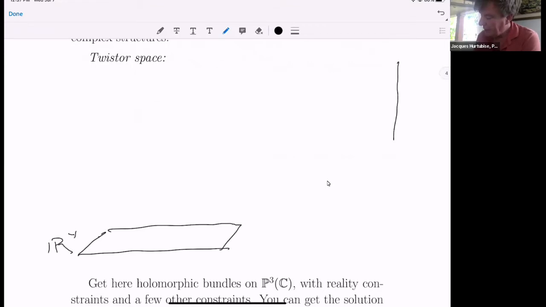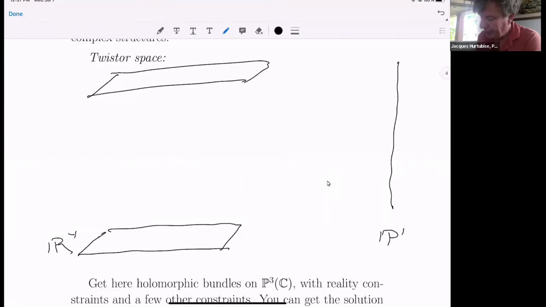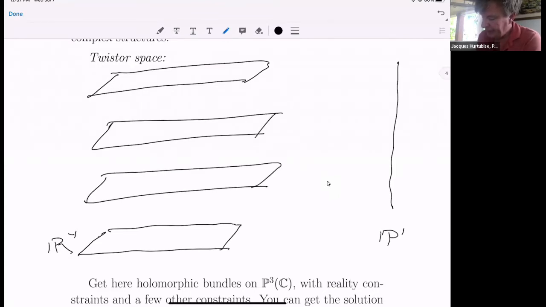You've got a Riemann sphere that's sitting here. Then you've got copies of R4 that are sitting above it. So I'll give this one to I, I'll give this one to J, and I'll give this one to K. The complex structures are acting on these planes.